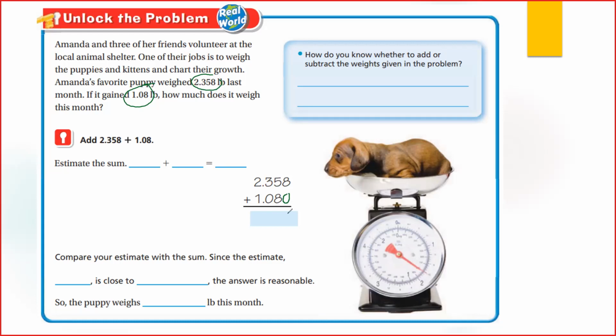Got it? Here, because there's nothing under the 8, we should write 0. 8 plus 0, it's 8. 5 plus 8, 13. Is it right? 3 plus 1, 4. And 2 plus 1, 3. So the final answer here is 3 and 438 thousandths. Okay. Now here we're going to add and subtract without estimation.